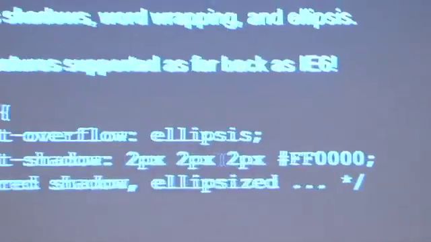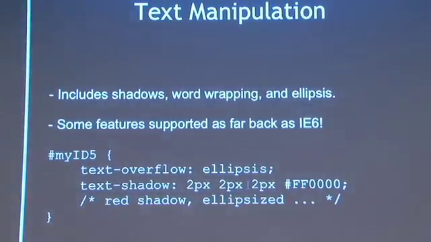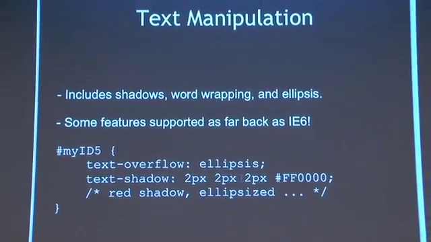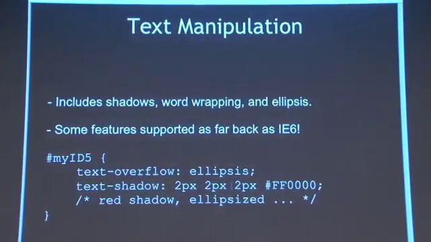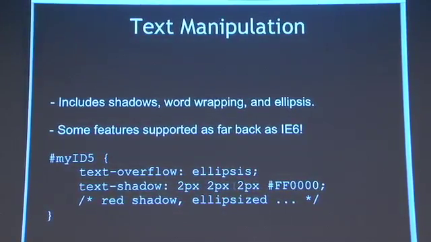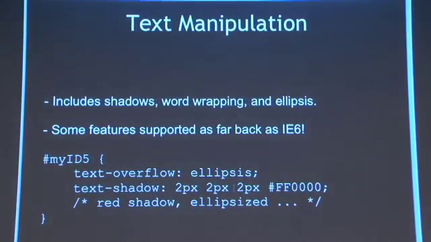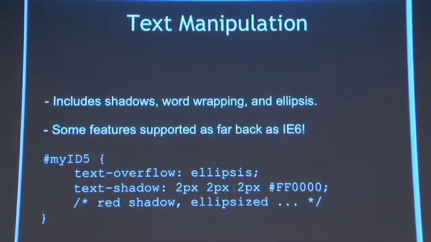The ability to manipulate text is a new CSS3 feature. You can include text shadows and word wrapping, so if the words are too long to fit in an area, it will cut the word at the edge and put it on the next line. You can also ellipsize, so if your line is running too long, you can dynamically have these dots generated for you. I provided a simple example here, how you might have a shadow underneath your text, and then it would get cut off if it's a little too long.